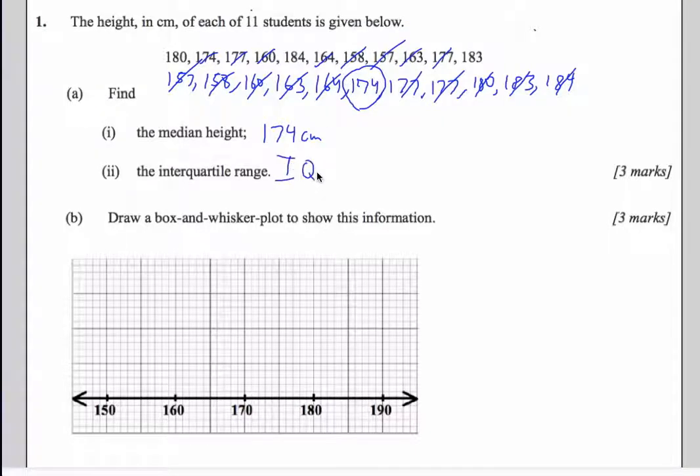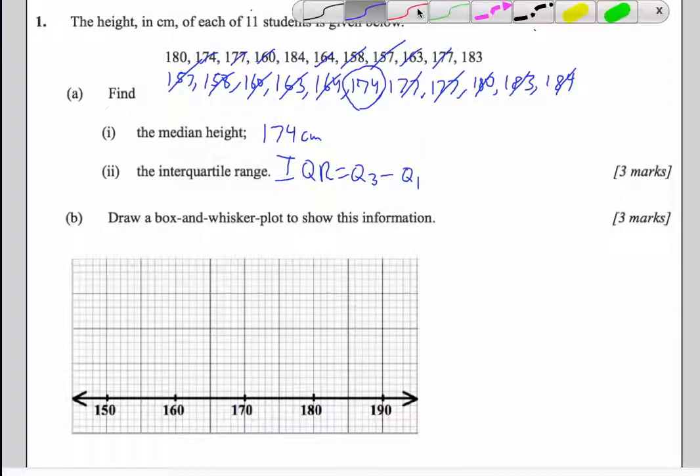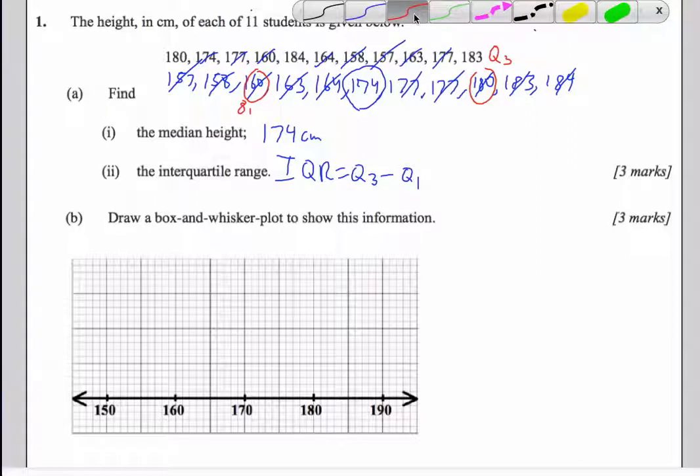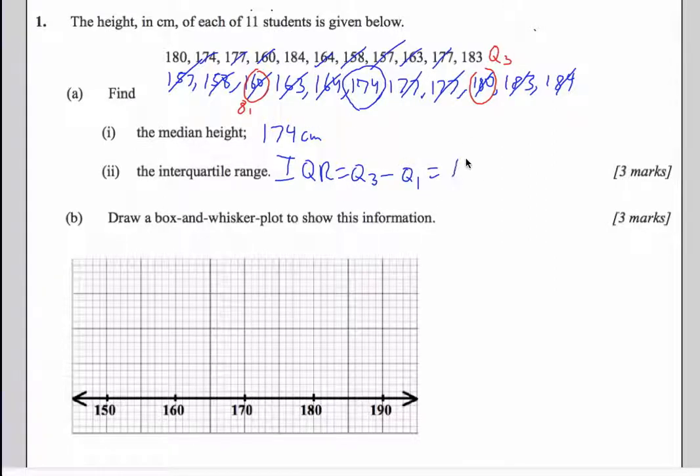Okay, interquartile range is going to be, well, you can look it up in the formula booklet. IQR is Q3 minus Q1. Okay, the upper quartile minus the lower quartile, which is here and here. So your Q3 is that one, and your Q1 is that one. So your interquartile range is going to be 180 minus 160, which equals 20 centimeters.